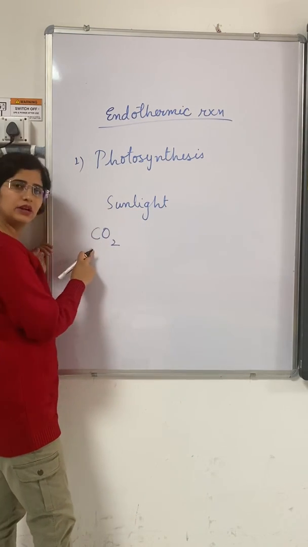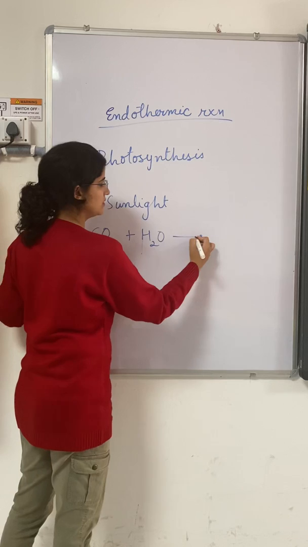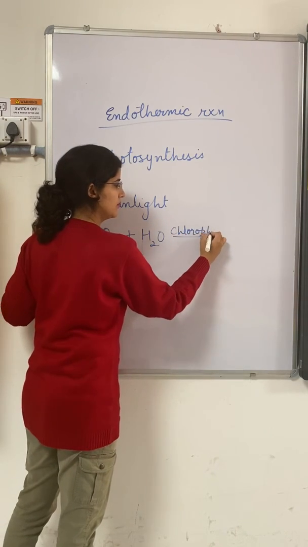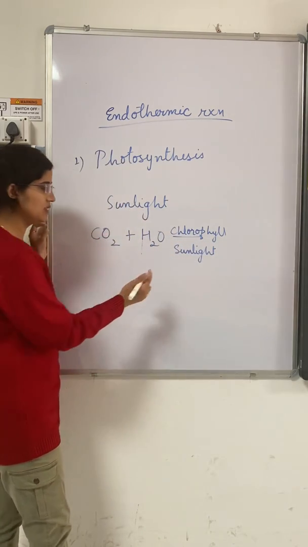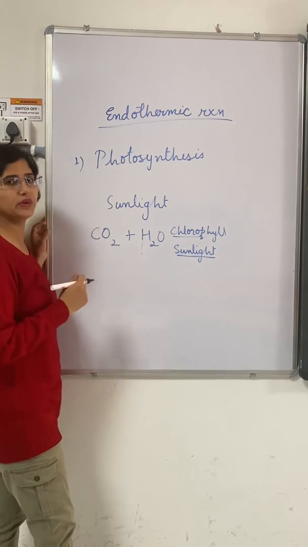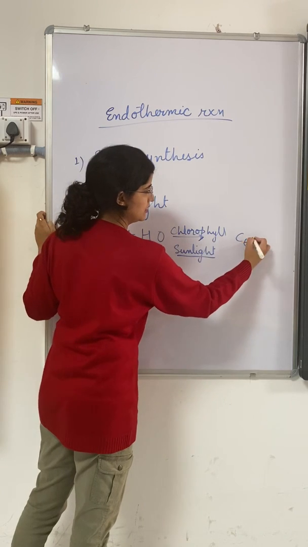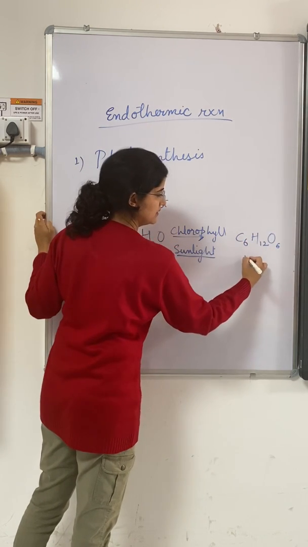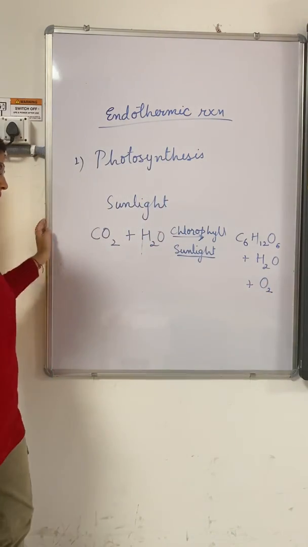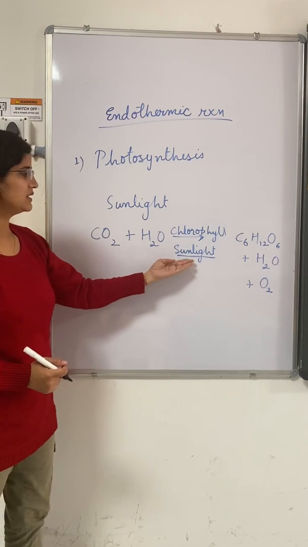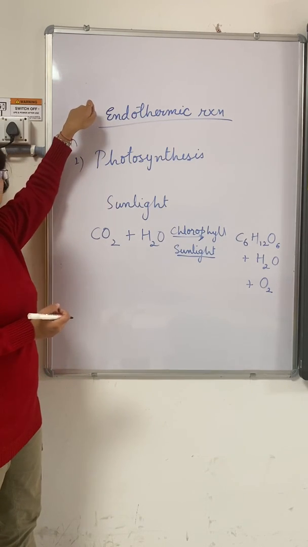A plant takes in carbon dioxide and water in the presence of chlorophyll and sunlight. So you are giving the energy in the form of sunlight. It is absorbing the energy in the form of sunlight, and it will produce glucose plus water plus oxygen. I hope it's understood. So it is absorbing the energy. That's why this is an example of endothermic reaction.